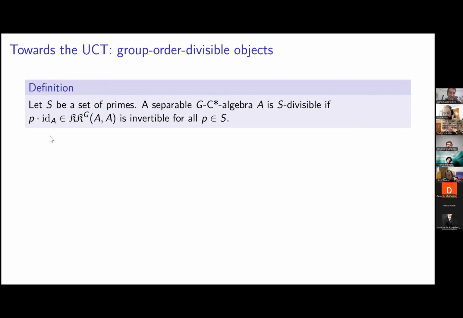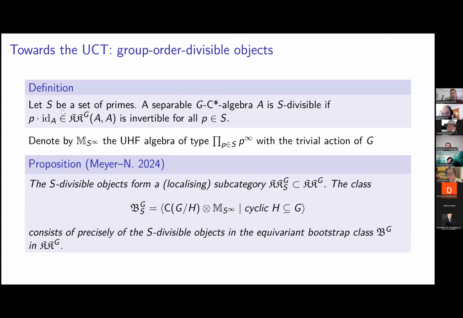And what are these? So I fix a set of primes, so S is some set of primes, 2, 3, 7, whatever. And a separable G-C*-algebra is S-divisible if multiplication by the prime, meaning p times the identity here, is an isomorphism in this endomorphism ring. So it's invertible for all p in S. So I will then say that it's S-divisible. And then by M_S^∞, I denote the UHF algebra of this type. It's not of too much importance for this talk. This is just some object in my KK^G.